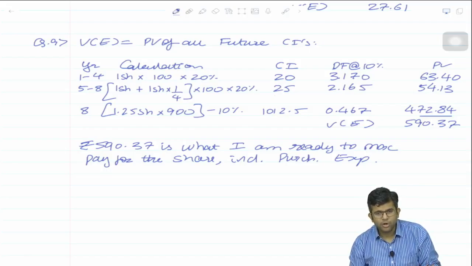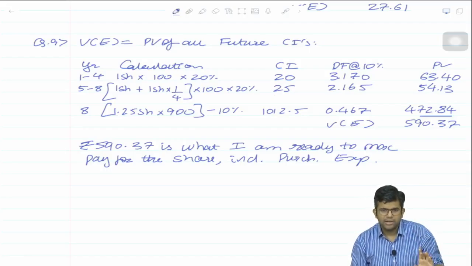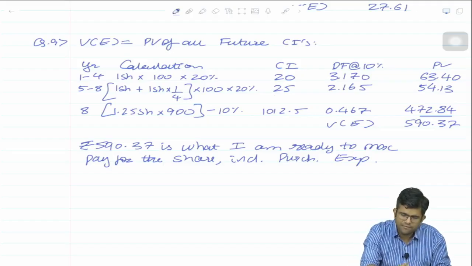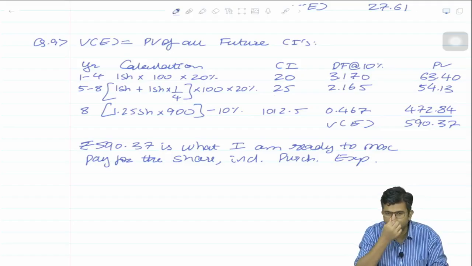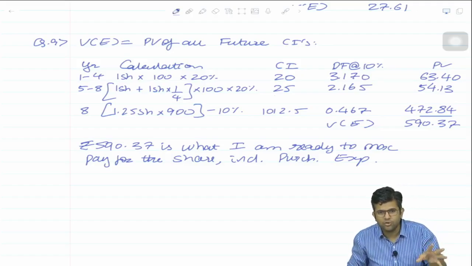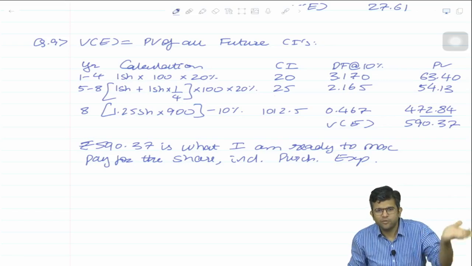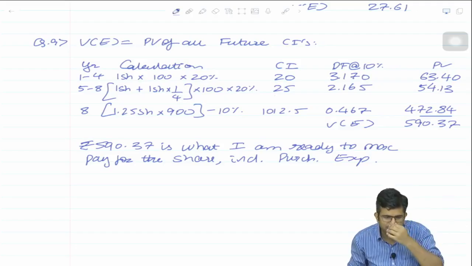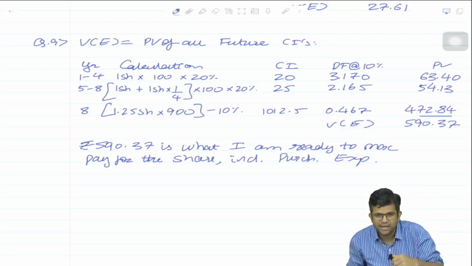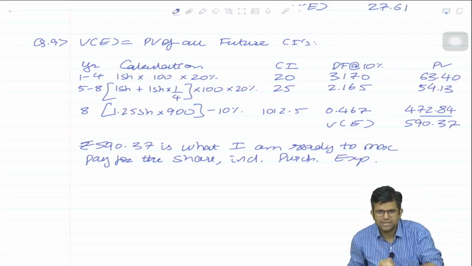Now if you are talking of the share alone, that means you are basically saying that I will pay 590.37 plus 10%. No, because do you realize that when I go to buy the share, I will not be allowed to buy it at 590 because I have to pay brokerage also on top of that. So 590 plus 10%, so total comes to 649. But do you realize that is wrong understanding?